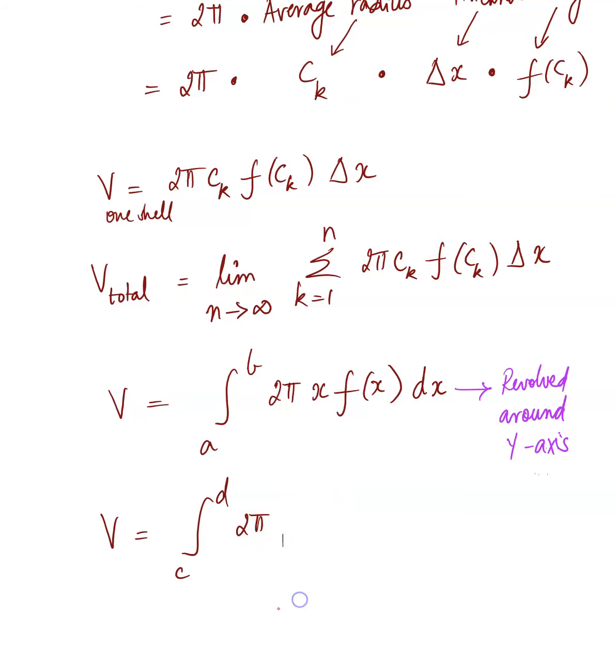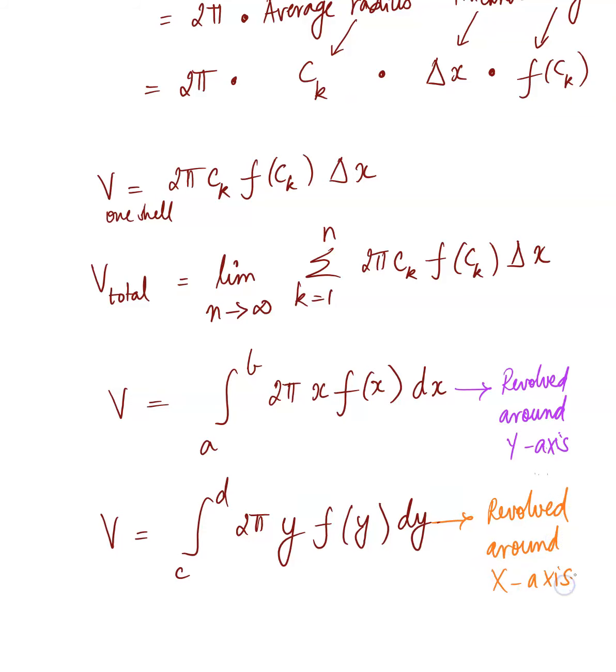Other way around, if you're doing it for the y, you can add f of y or g of y if you want to differentiate it. And here it will be when it's revolved around the x-axis, in which case the shell will be sitting parallel to the y-axis. So it'll be sitting on the y-axis, so it's sideways.